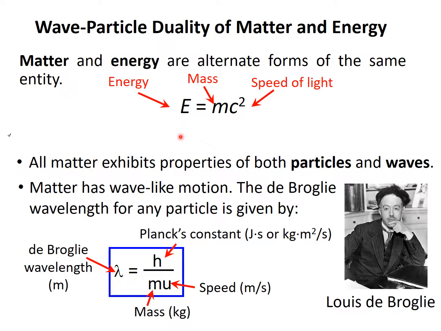The starting point for this is Einstein's most famous equation, E equals mc squared, which really just tells us that matter and energy are alternate forms of the same entity. Next, if we take the Planck equation, E equals h nu, which tells us the energy of light from its frequency, or equivalently, E equals hc divided by lambda. Combining these two equations, we get mc squared equals hc divided by lambda.